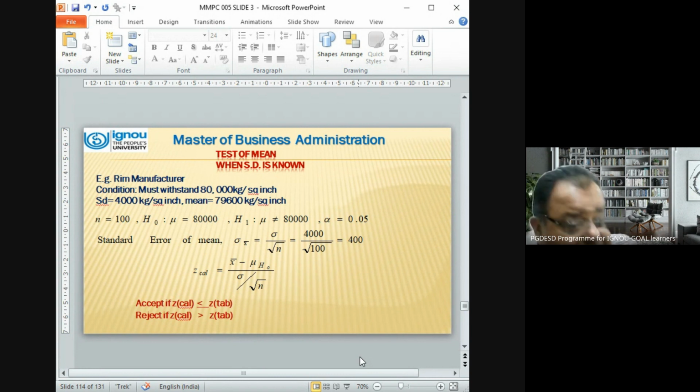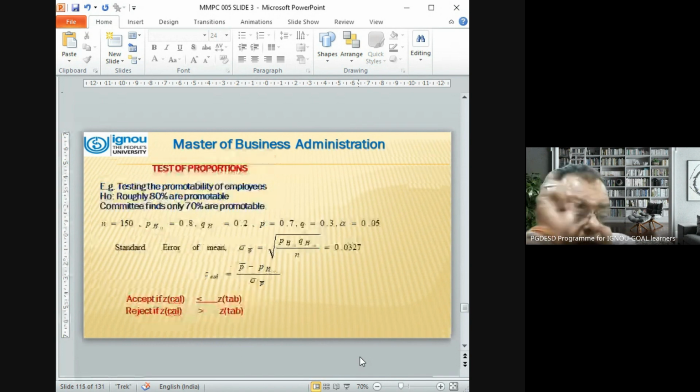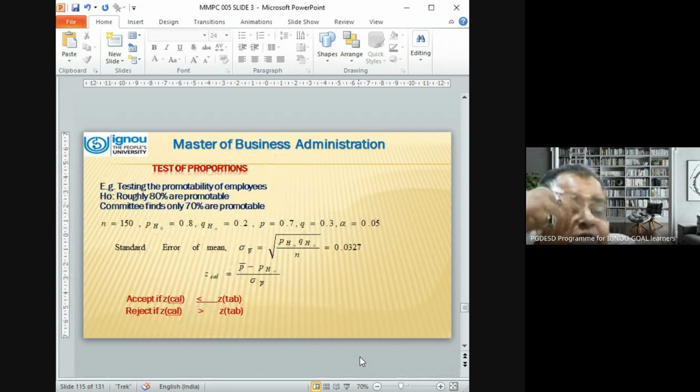Now this is how the conclusion is drawn. If your Z calculated is less than Z tabular, accept the hypothesis. That is, accept the null hypothesis. And if Z calculated is greater than Z tabular, you have to reject the hypothesis. Keep that in mind. In every solution, the last line, which is marked in red, is very critical because that is the conclusion or the answer of the solution.